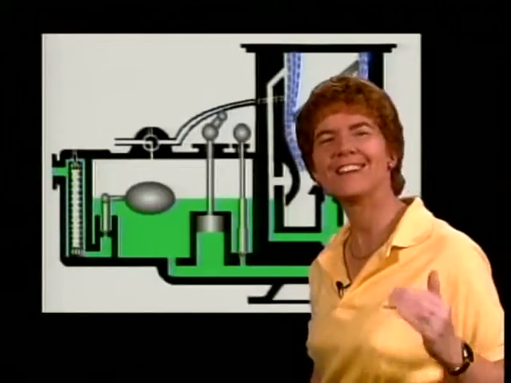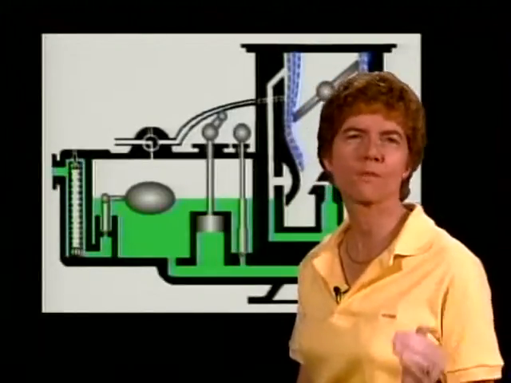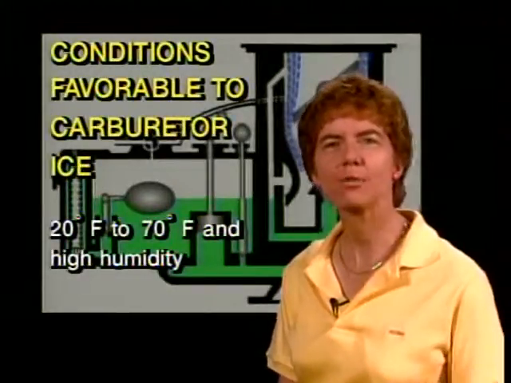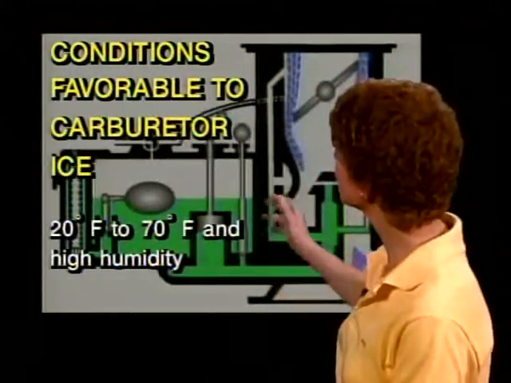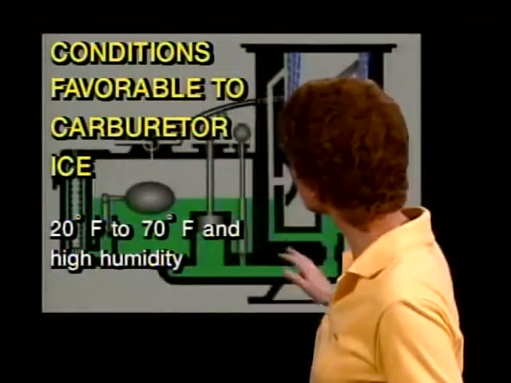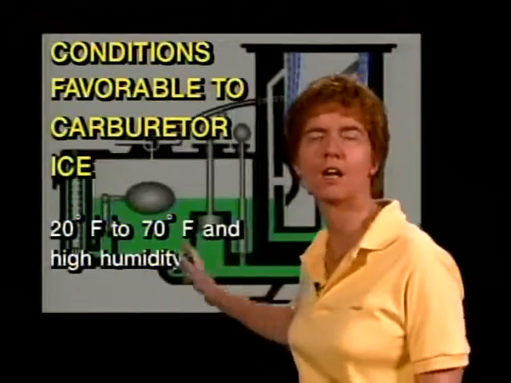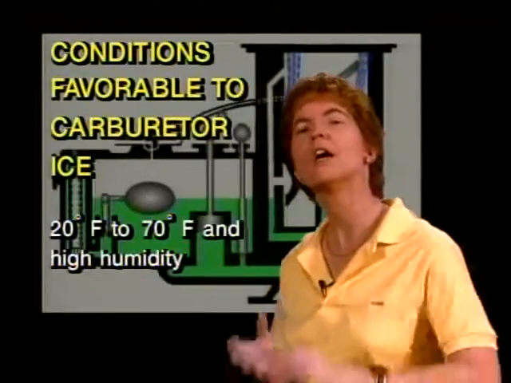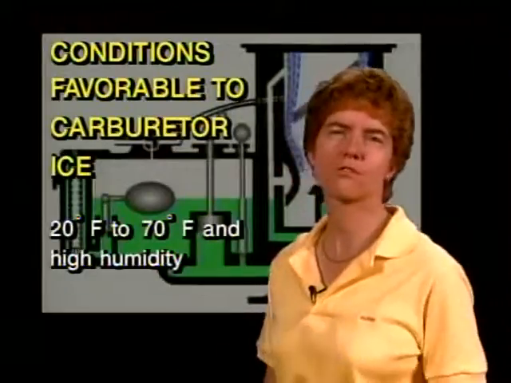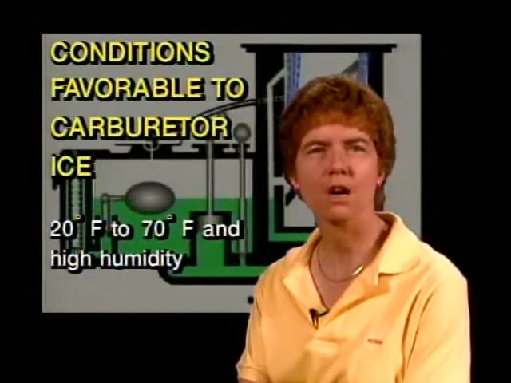So the conditions that are favorable to the formation of carburetor icing are a temperature of between about 20 degrees and 70 degrees Fahrenheit and high humidity. You can get it with temperatures as high as 70 degrees Fahrenheit as long as you've got high humidity, because the air takes a considerable temperature drop as it goes through the carburetor.